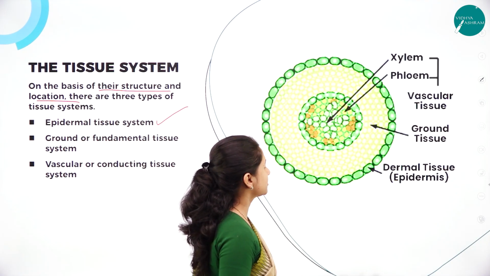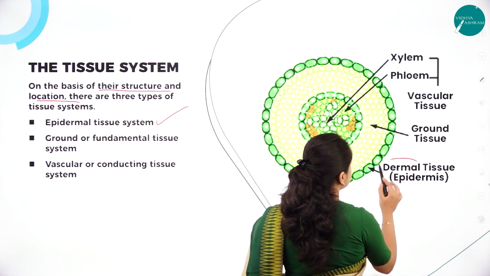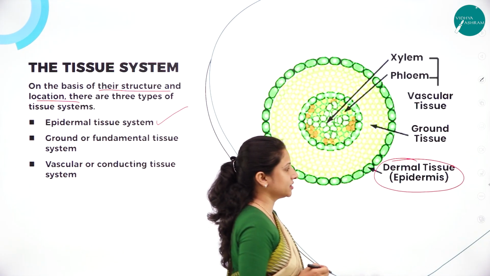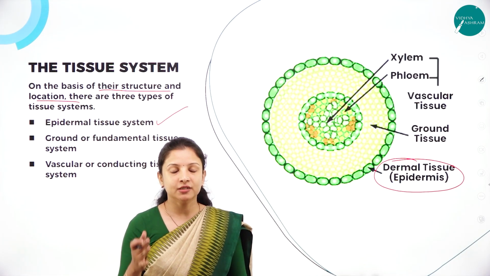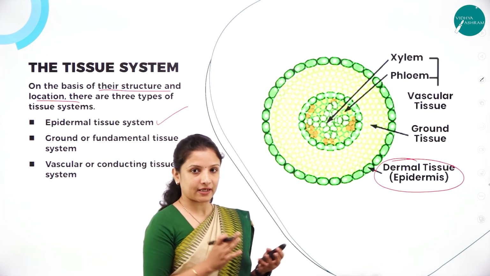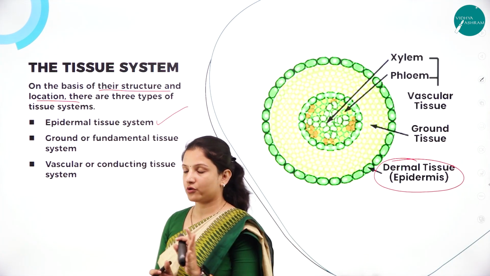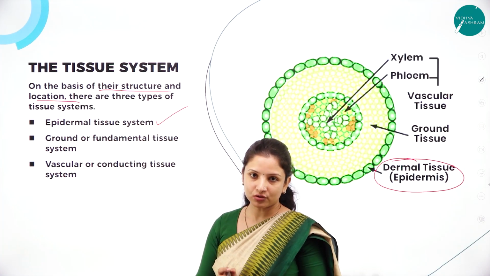The epidermal tissue system is also called the dermal tissue or the epidermis. Epi means outside, derma means layer or skin. So therefore, it is the protective covering that is present outside the plant body. So it is the epidermal tissue system.